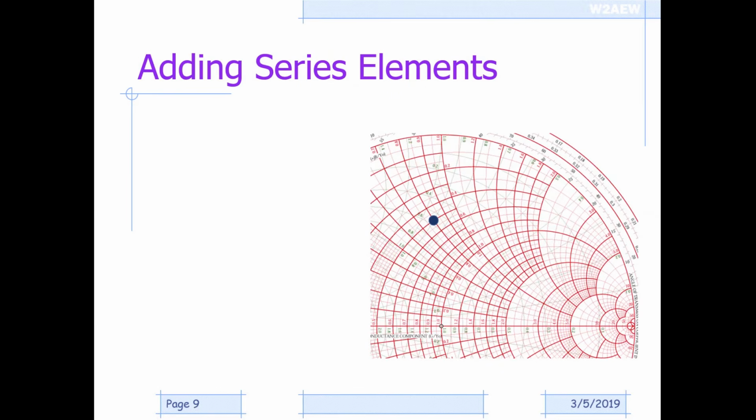And oftentimes when we're designing a matching network, we're going to be adding elements like inductors and capacitors to create a matched circuit.